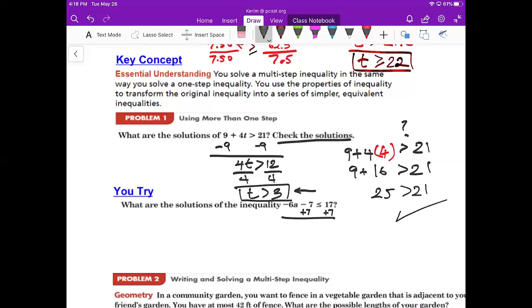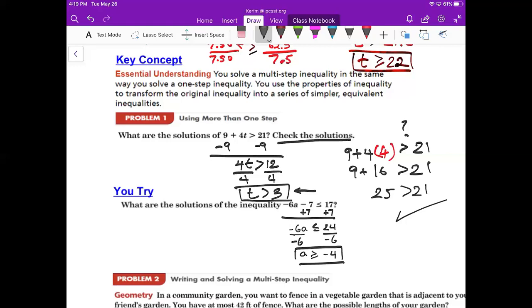So that gives us negative 6a less than or equal to 17 plus 7, which is 24. And then I'm going to divide both sides by negative 6. As soon as I divide by a negative number, I'm going to flip the inequality. So it's going to be a is greater than or equal to negative 24 divided by 6, which is negative, because 24 is positive and 6 is negative, and that gives 4. So the answer is a greater than or equal to negative 4 for this problem. Okay, so you may check your answer from there.